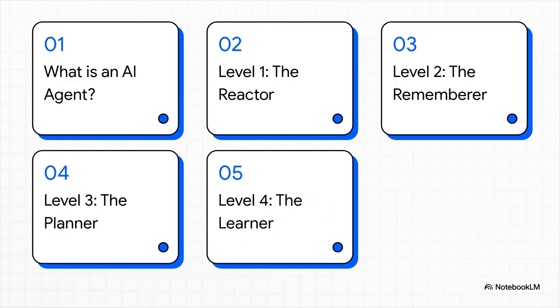So, here's the game plan. First, we'll get the basics down. What even is an AI agent? Then we'll go through 4 major upgrades. We're going to start with a simple reactor, then move to a rememberer, a planner, and finally, the big one, a learner. Ready? Let's get started.